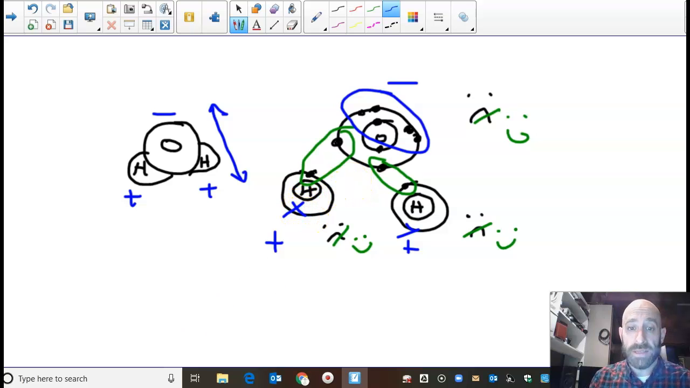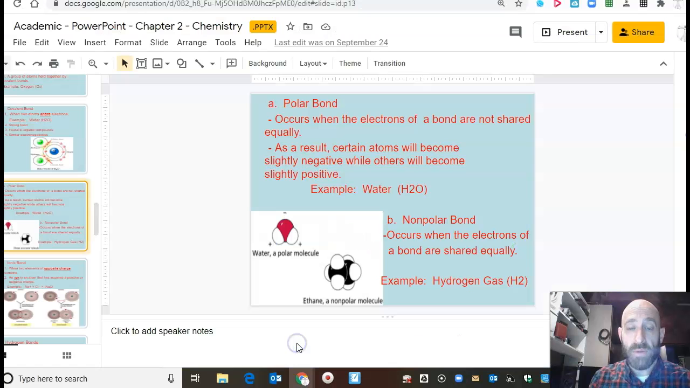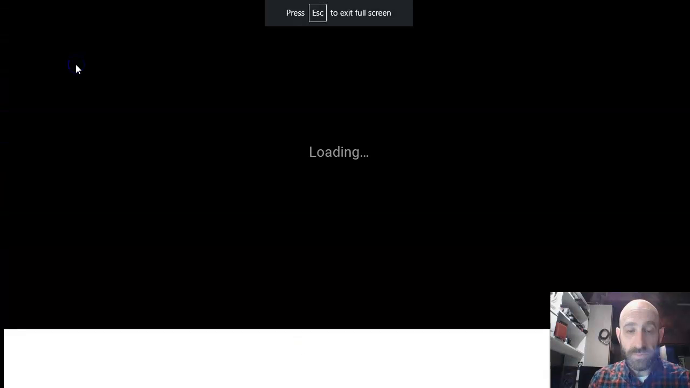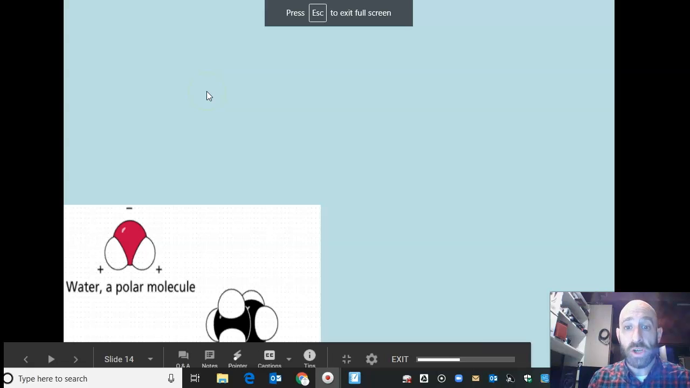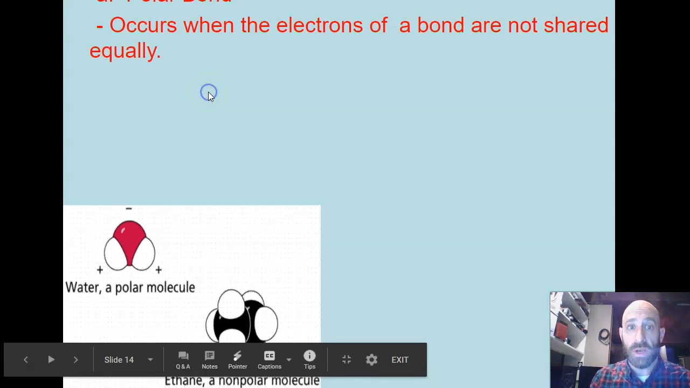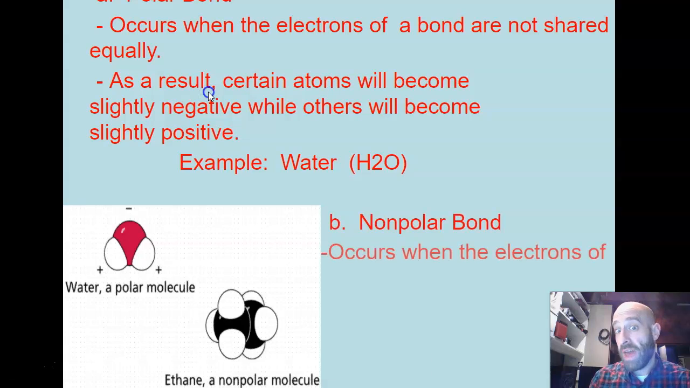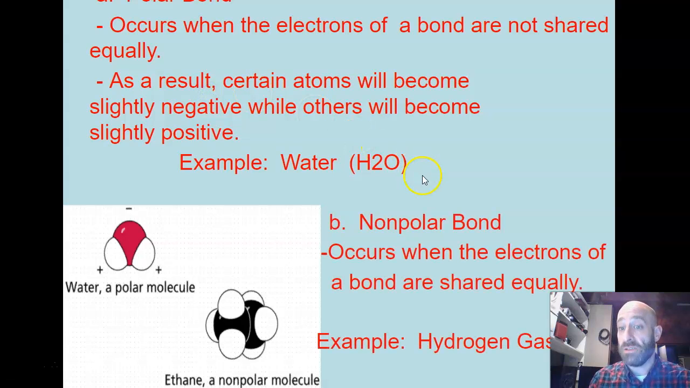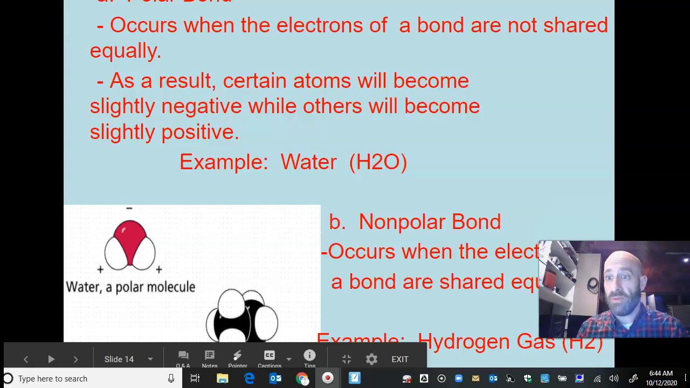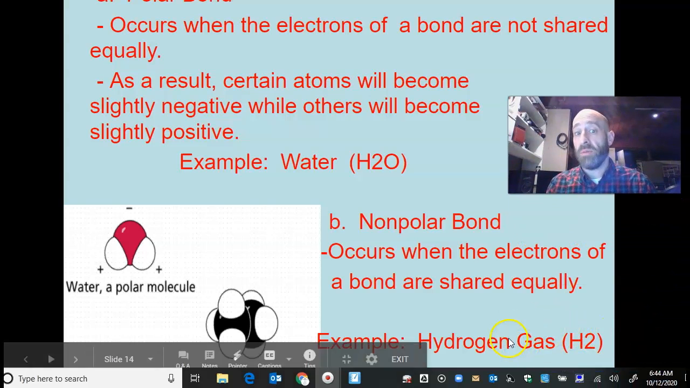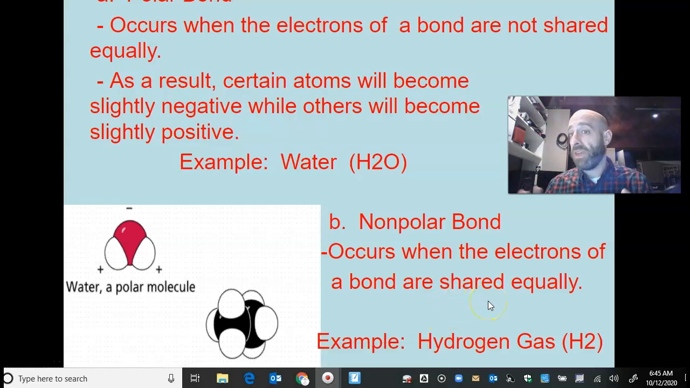A nonpolar bond is the exact opposite. A nonpolar bond is going to have equally shared electrons. An example of that would be oxygen gas. Hydrogen gas is a great example of that. Let me move my video up here. Hydrogen gas is an example of that. So they share their electrons equally, and there's a scenario where neither side is more positive or negative than the other, and it doesn't attract to anything. So for example, oil is made up of nonpolar bonds. If you put oil in water, the oil doesn't attract to the water.